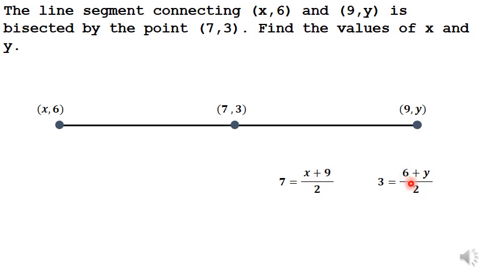Now, to determine the value of y, 3 is the average of the two y's, y and 6. Now (6 + y)/2 is equal to 3. Then we can determine the value of y by using shift solve. The value of x is 5, while the value of y is equal to 0.